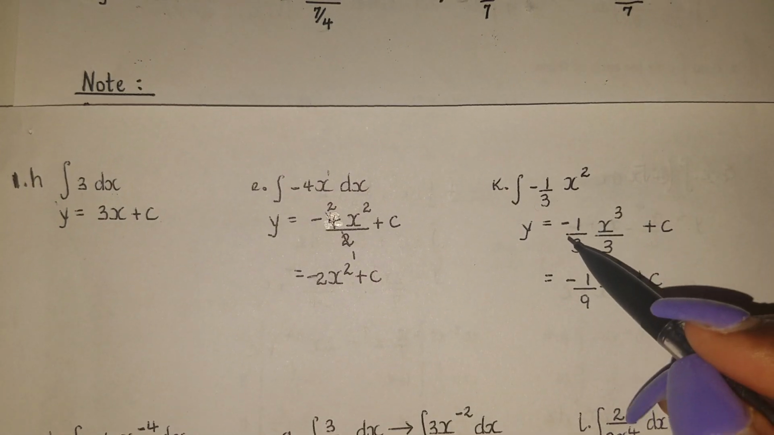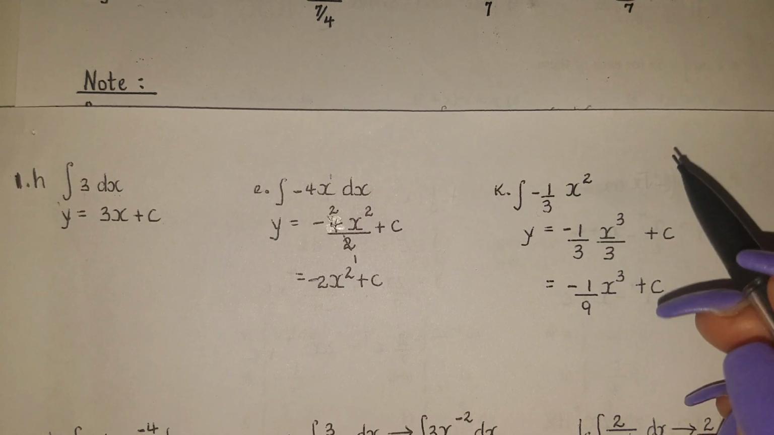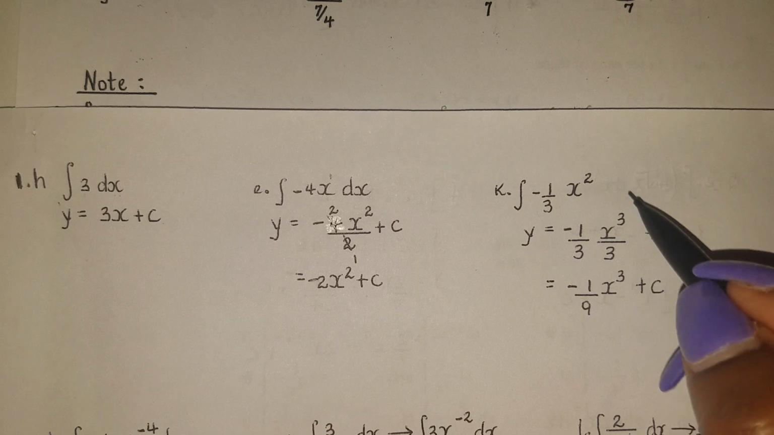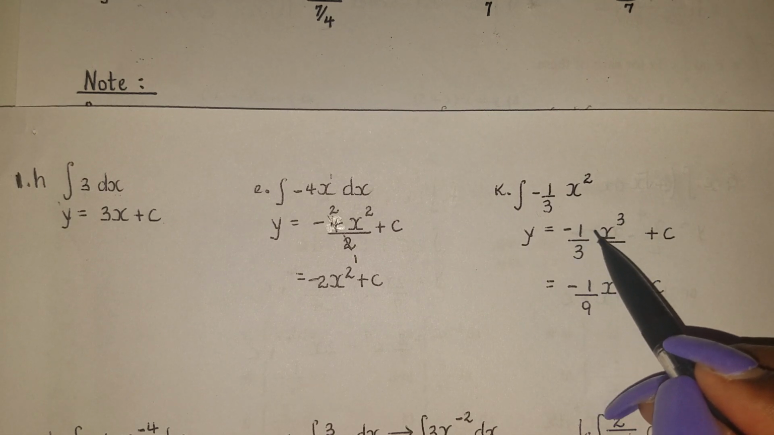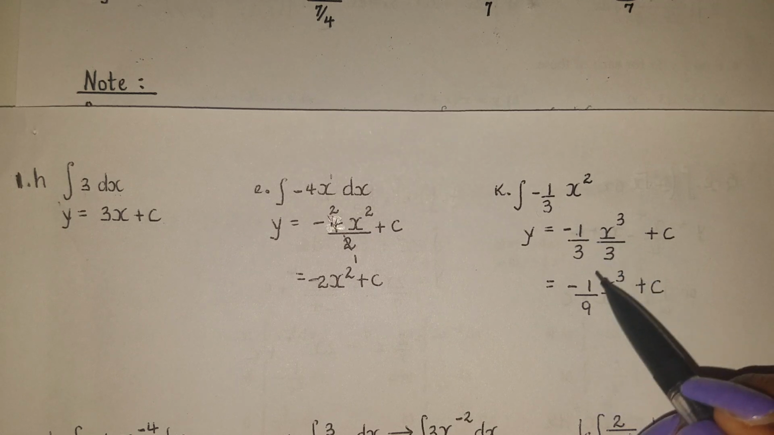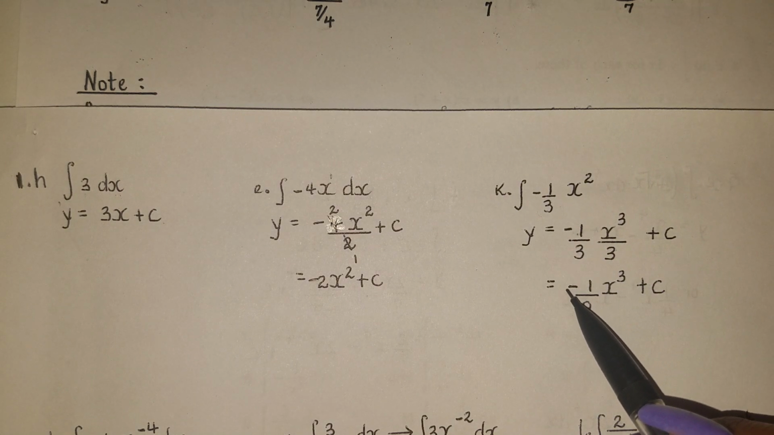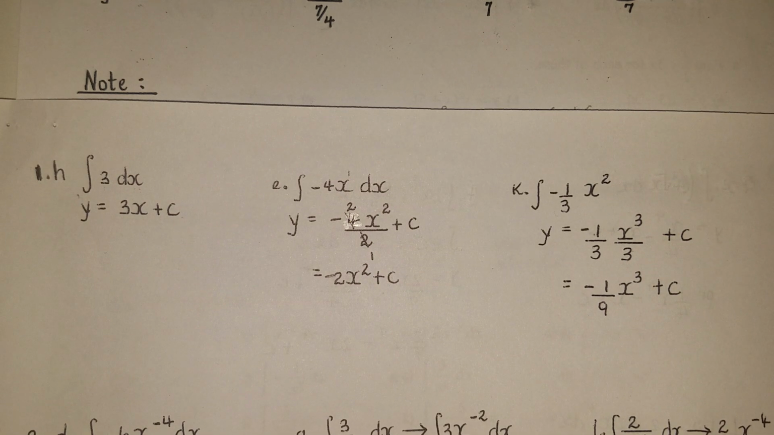Next question. The integral of negative 1 over 3x squared. Going ahead, we add 1 to our power. So 2 plus 1 is 3, and we divide by this 3. Now the coefficients: negative 1 times 1, and then 3 times 3 is 9, making our answer negative 1 over 9 x cubed plus c.